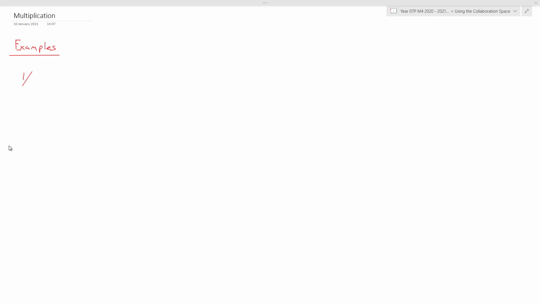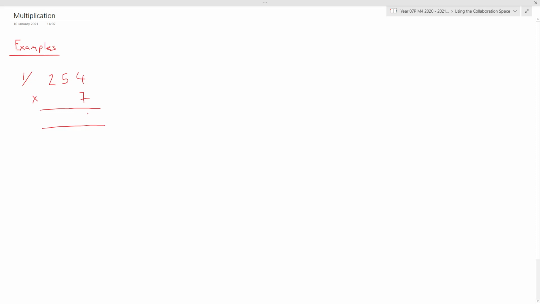Okay, so let's have a look at some examples of multiplication. Let's have a look at 254 times 7. Okay, I haven't got my ruler. So we multiply all these digits by 7.